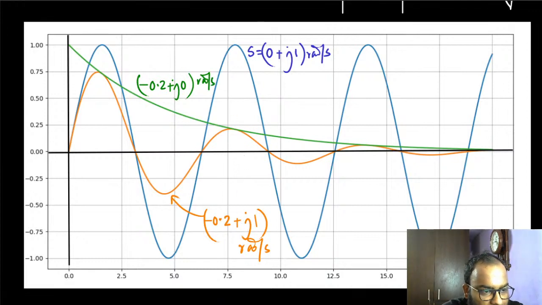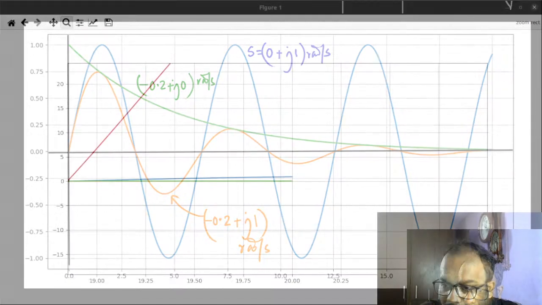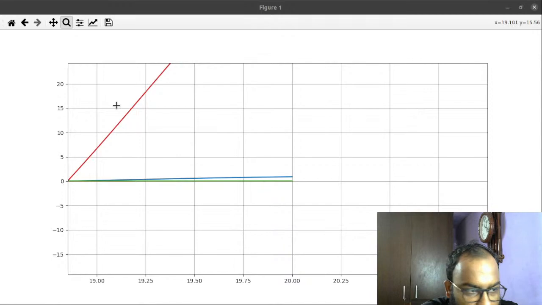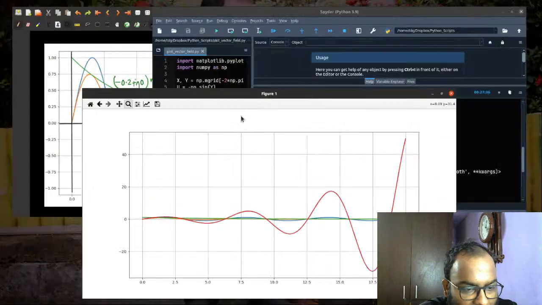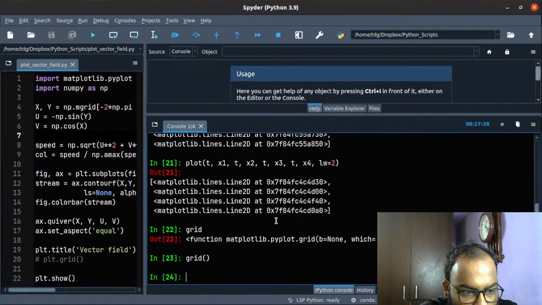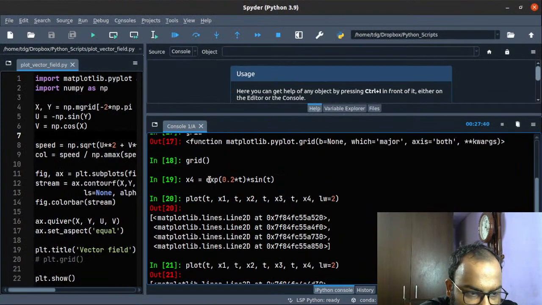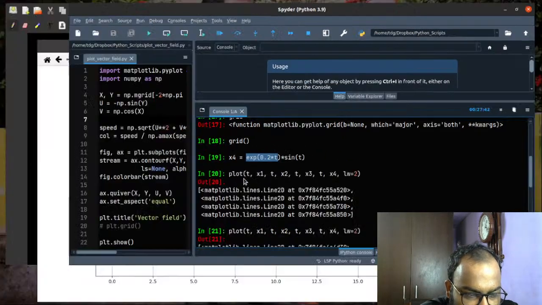All right, now the other things are not really visible, because I have another signal present in this picture, and that is exponentially growing. So what I have drawn here is e to the power plus 2t times sine t.